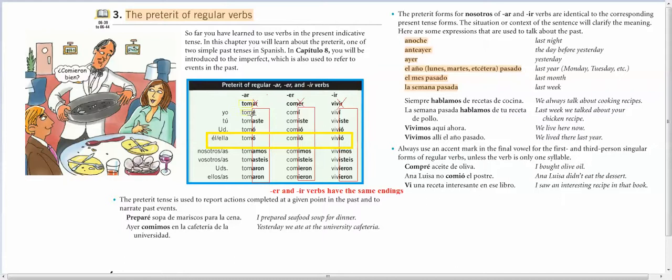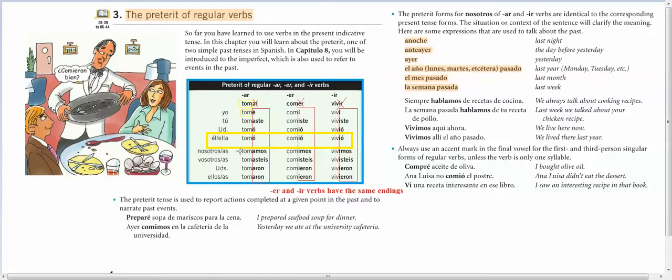If you'll notice, I keep the tom all the way through, and these are the endings that you're going to add. So tomar is to take, or it can be to drink. So maybe I want to say, yesterday I had tea with my dinner. Ayer tomé té helado con mi cena. Then I might ask you, ¿tomaste té helado con tu cena ayer? Or I might say he had tea with his dinner yesterday. Él tomó té helado con su cena ayer.